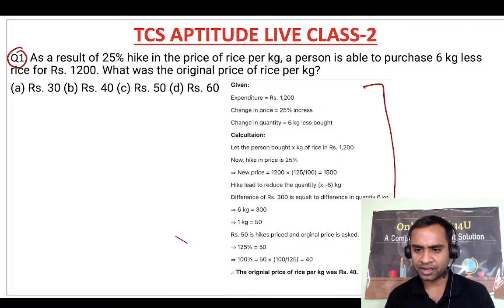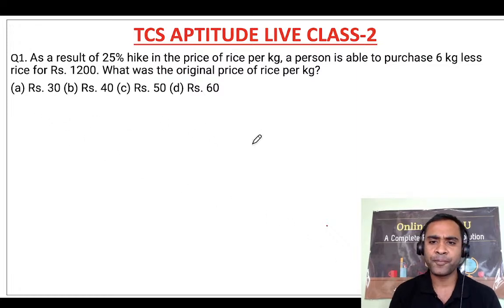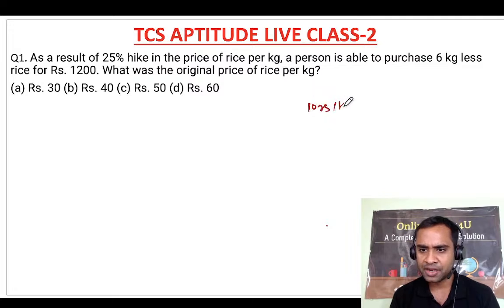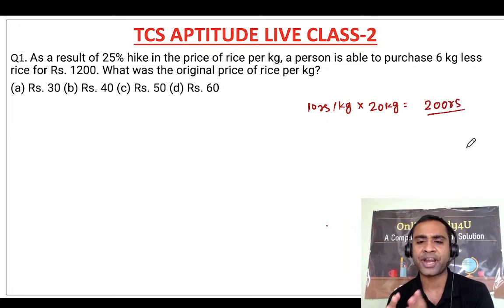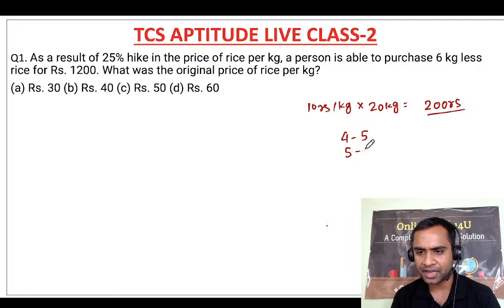This is a lengthy solution which generally you will read from the book, or which other platforms will tell you. But there are only 2-3 lines in the actual solution. Please try to understand. Suppose the price of rice is 10 rupees per kg, and monthly you are consuming 20 kg of rice. How much will be the total expenditure? The total expenditure will be 200 rupees. The solution will be very easy. 4 to 5, then write 5 to 4.